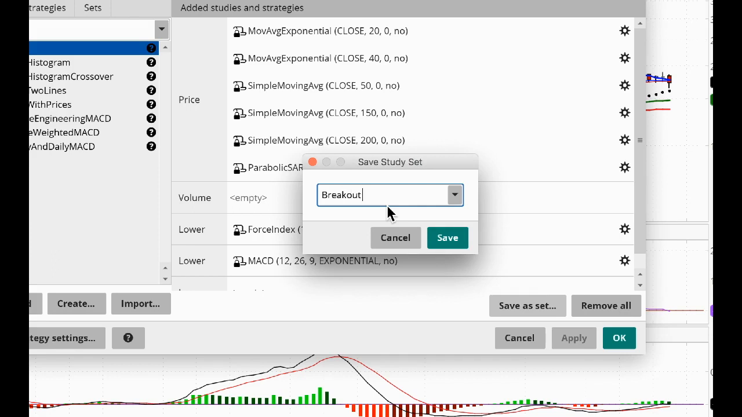Okay, so notice that for different strategies, I use different indicators, right? So like for the bounce, I'm using the 18, 50, 100 exponential moving average. And for the breakout, I'm using the 20, 40 exponential and the 50, 150 simple moving average. And for the bounce, I'm using stochastics. Whereas for breakout, I use force index.